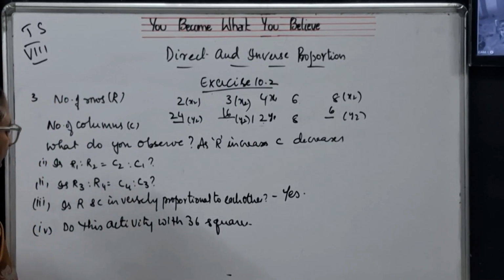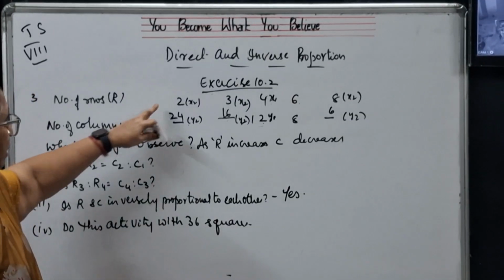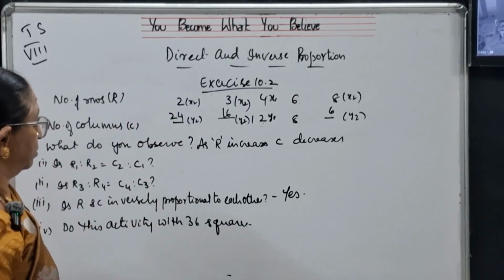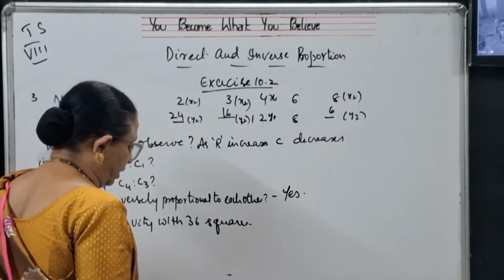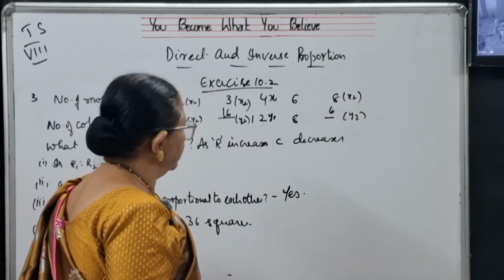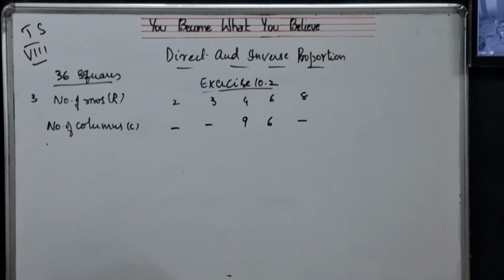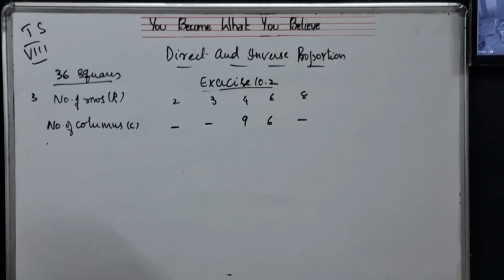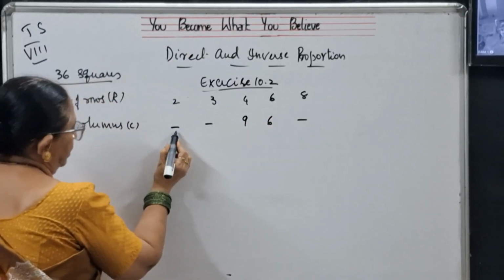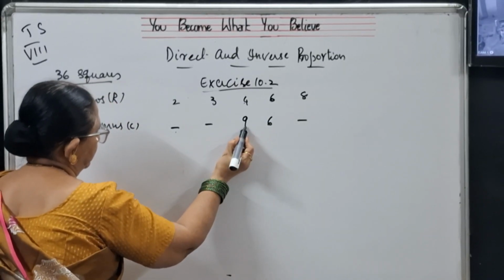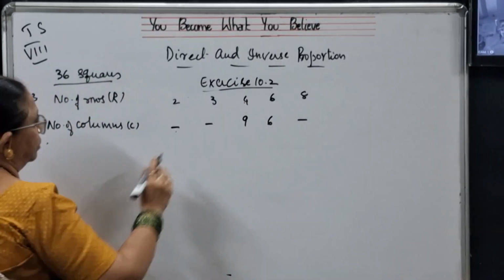Now do this activity with 36 squares. They are saying here, how much are you getting? For 24, twos are 48 squares we have done, no? So the same thing we need to do with 36 squares. Let me make the table first. The same values 2, 3, 4, 6, 8 I have taken. And here dash, dash. 4 means 4 nines are 36, so I took 9 here. 6 sixes are 36. So we need to find out all this.